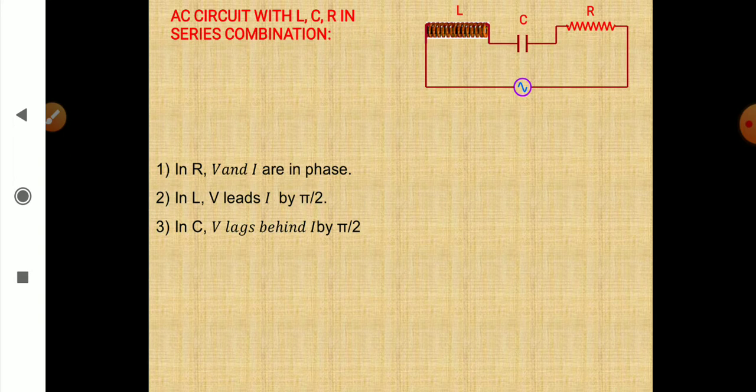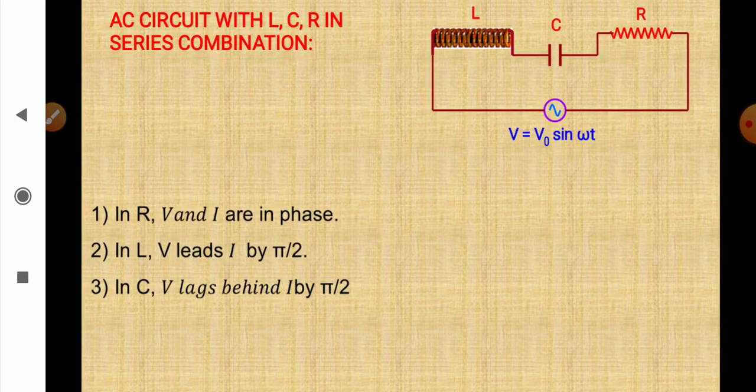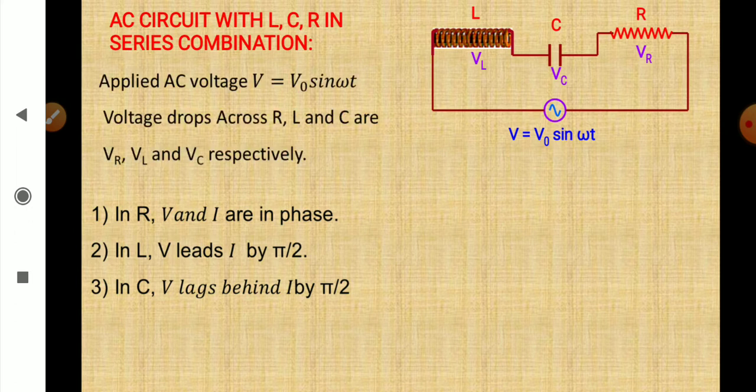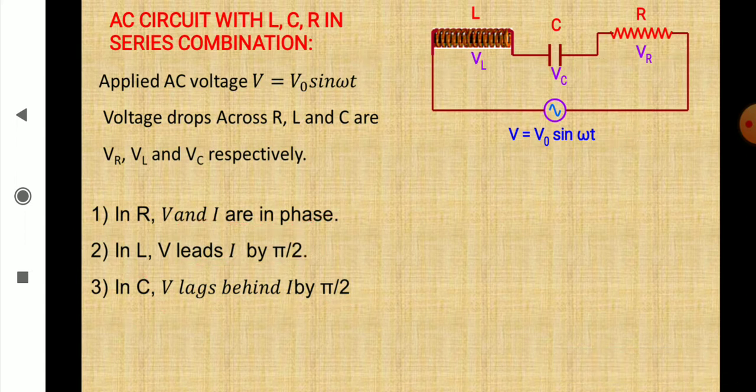Now, what happens when L, C, R, all three are connected in series combination? So here L, C, R are connected in series combination, and look at it. Applied voltage V0 sin omega t, and the voltages across L, C and R are VL, VC and VR. Now in resistance R, V and I are in same phase. In inductor, V leads current by pi by 2. In capacitor, voltage lags behind current by pi by 2.